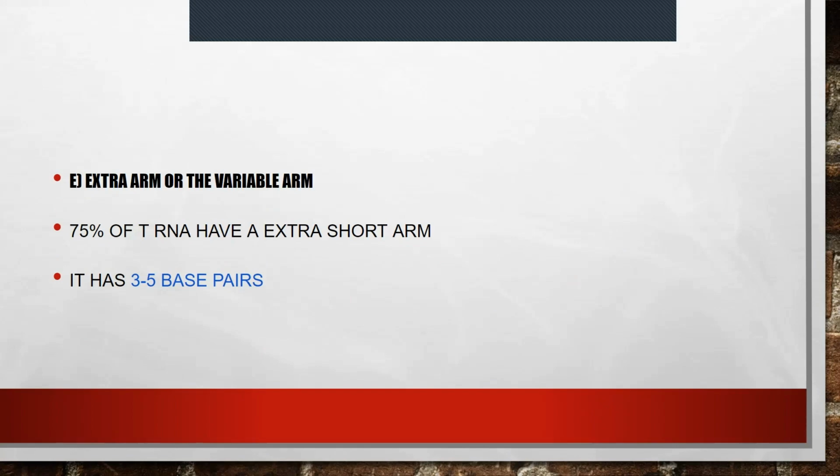The last and final arm, the extra arm or the variable arm, is present in 75% of tRNA. It is also an extra short arm. It has 3 to 5 base pairs.